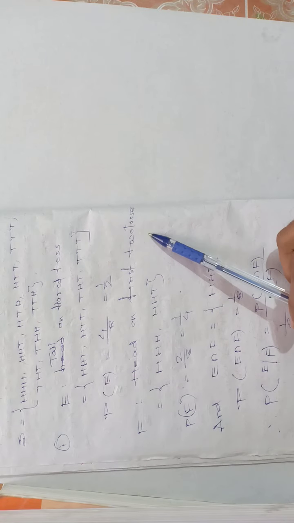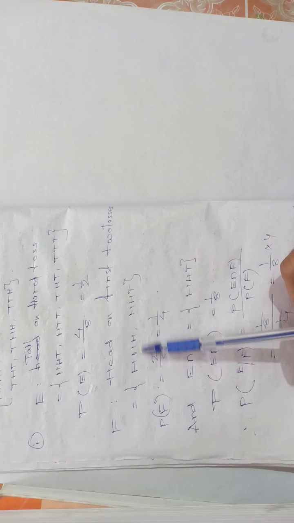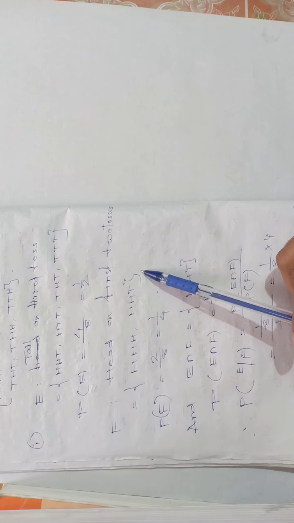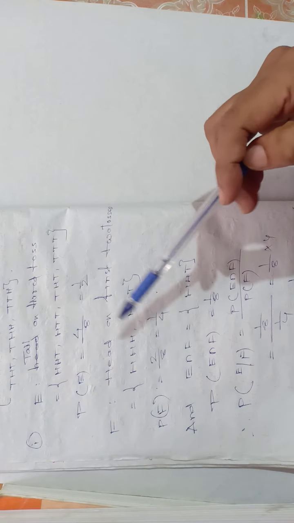Now the second event F is given: head on the first 2 tosses. Head on the first 2 tosses, so only 2 elements will come, HHH and HHT. So PF will be 2 by 8, 1 by 4. So what is the intersection of these two sets? E intersection F has only one element, which is HHT. So P of E intersection F will be 1 by 8.